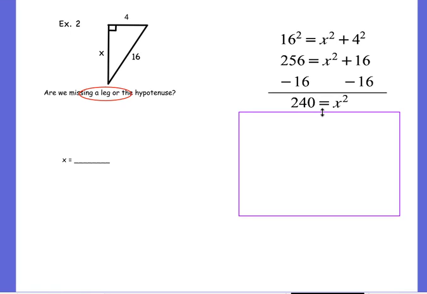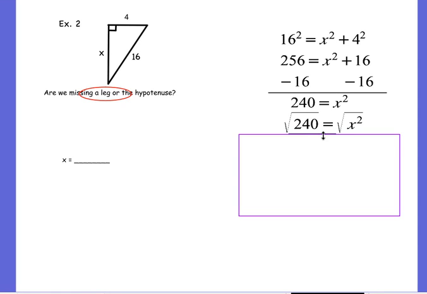Okay, what is the inverse operation of squaring? We need to take the square root. Okay, so the square root of both sides is going to give me x on the right-hand side. And now we need to look for factors of 240. So let's think of a few factors. Again, 1 times 240, not very helpful. We can say 240 divided by 2, that's 120. But neither 2 nor 120 are perfect squares.